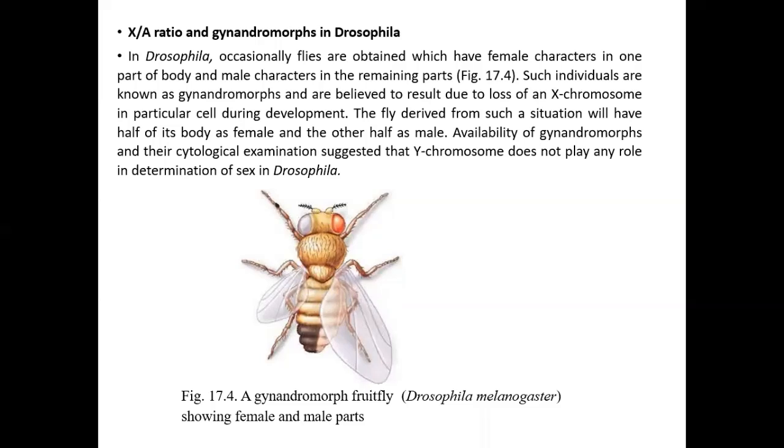It is a result of the loss of an X chromosome, especially in particular during development when there is a mitotic division. So the fly derived from such a situation will have half of its body as female and the other half as male.